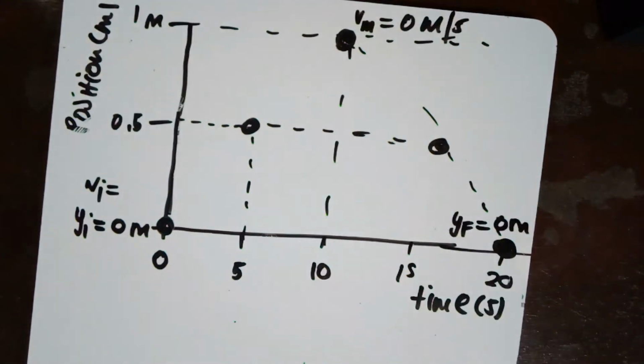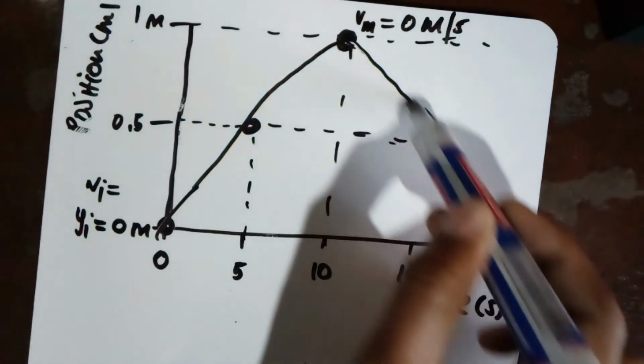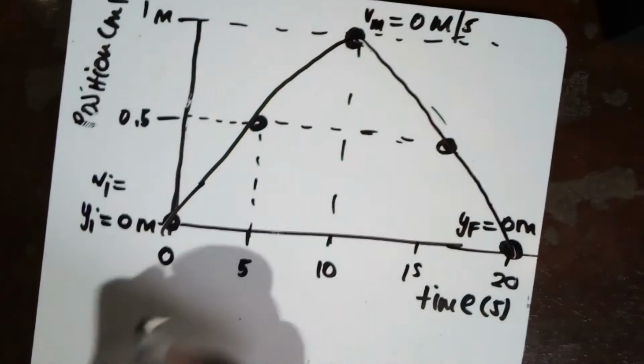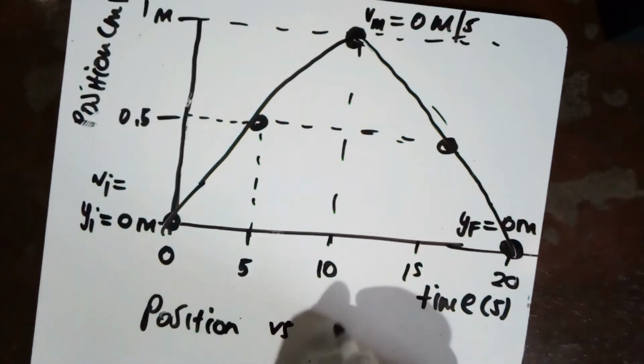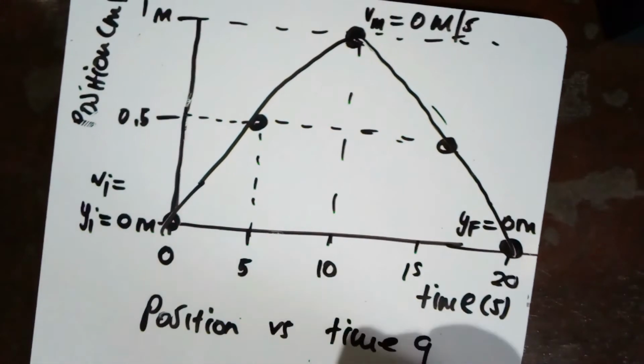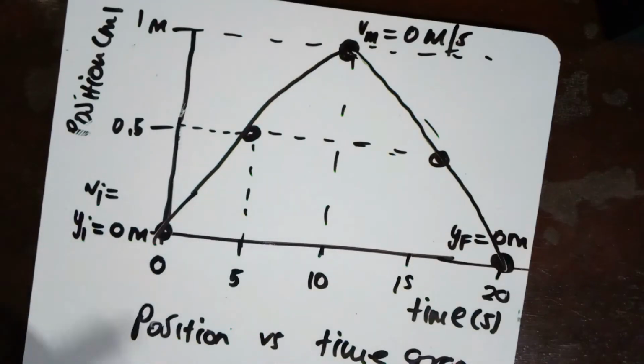A few things to note. This graph is going to form a parabola. It is called a position versus time graph, and it is a parabola. But in the next lesson we're going to talk about all of these graphs.